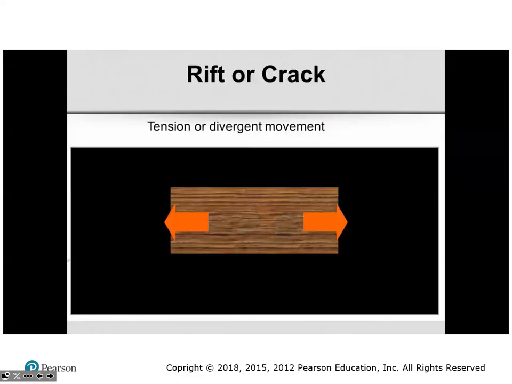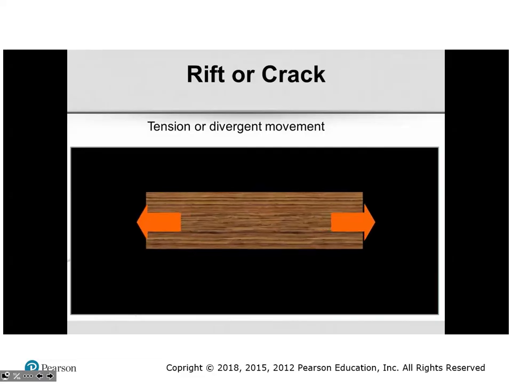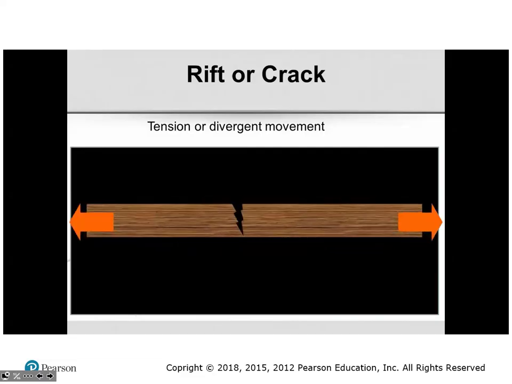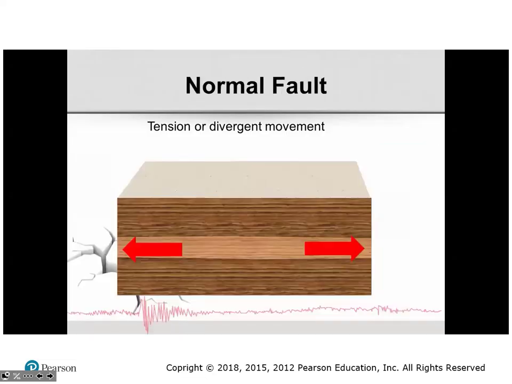Now let's take a look at the structures identified with each of these three types of motion. To start off with, let's talk about rifts or cracks. When the Earth is pulling apart or forces are acting on it in opposite directions, the crust will thin, stretch, and possibly crack. These cracks are often known as rifts. This is caused by tension or divergent motion. A normal fault also happens with tension or divergent motion.